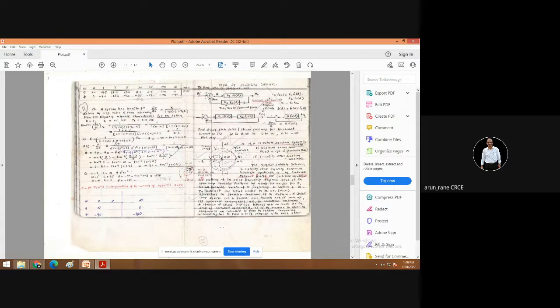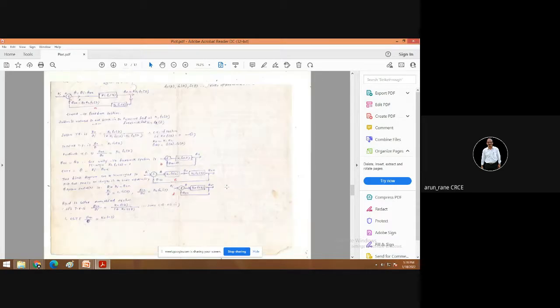So this was the condition in Nyquist plot. So it is a 5 to 10 marks question depending upon the complexity.